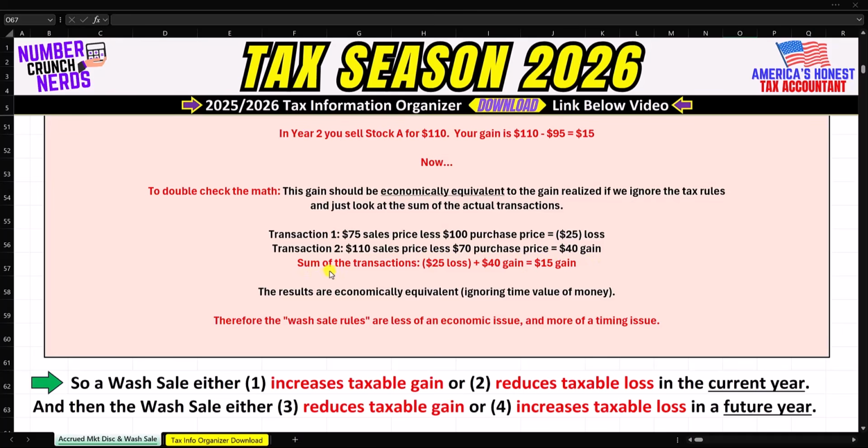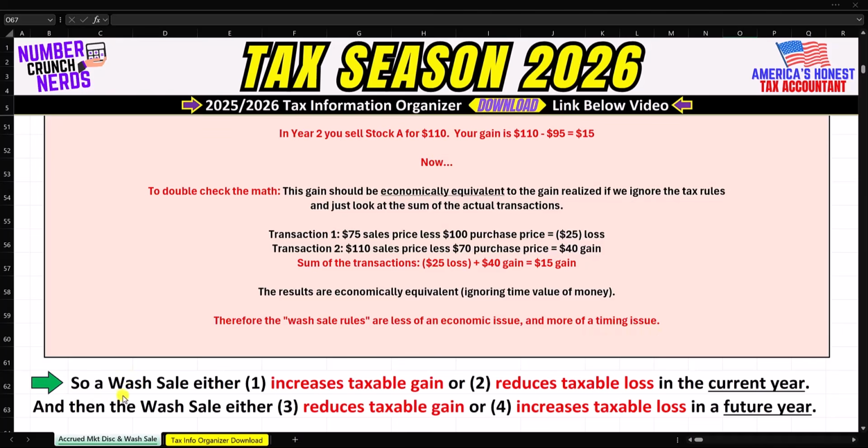And therefore the sum of the transactions are a $25 loss plus a $40 gain equals a $15 gain. Therefore, the results with or without the tax rules are economically equivalent, ignoring the time value of money, and therefore the wash sale rules are less of an economic issue. They're not a permanent economic issue. They're really more of a timing issue. And so any time value of money impact comes from the fact that they are a timing issue.